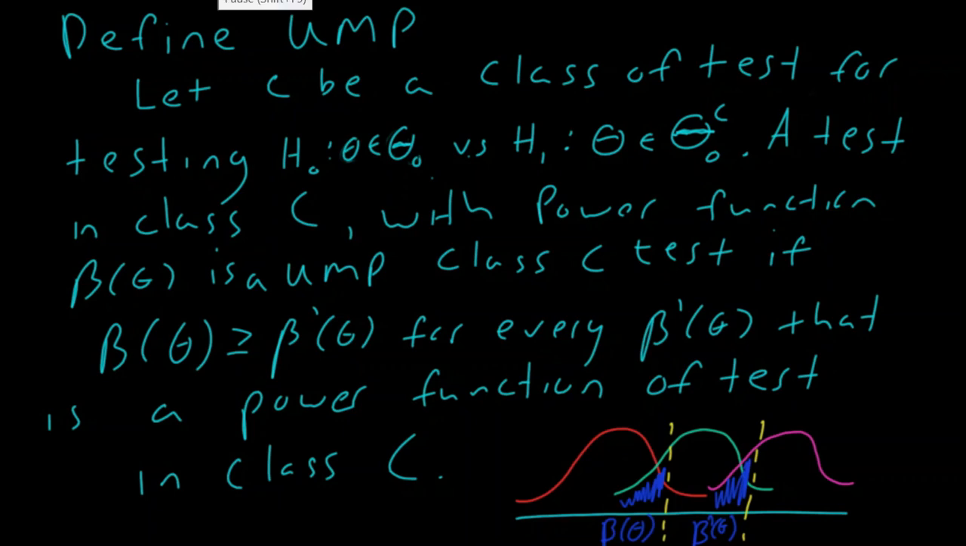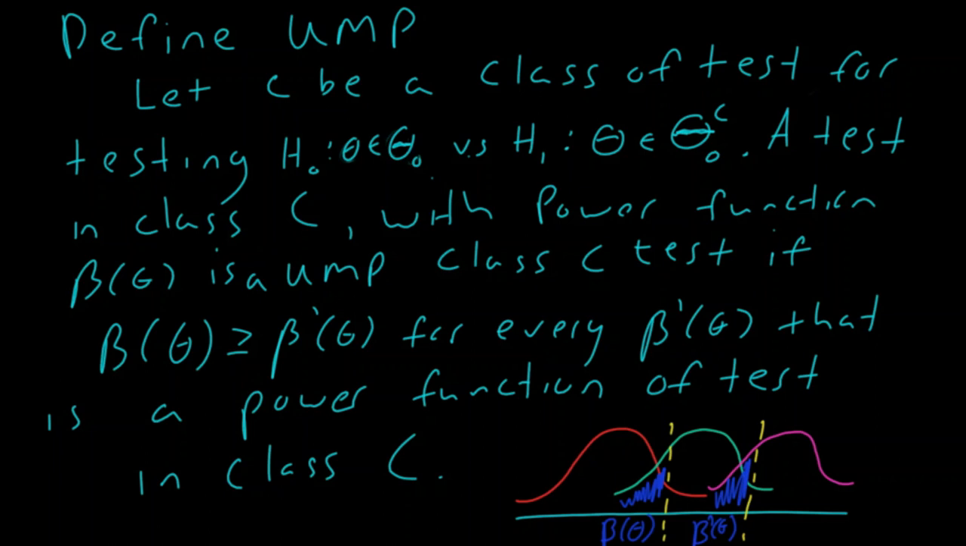So first we want to define the UMP, the uniformly most powerful. Let C be a class of tests for testing H naught, where our sample mean is an element of the parameter space, versus H1, where our sample is an element of the rejection space. A test in class C with a power function of beta theta is a uniformly most powerful class C test if the power beta of theta is greater than or equal to beta prime theta for every beta prime theta that is a power function of a test in class C.